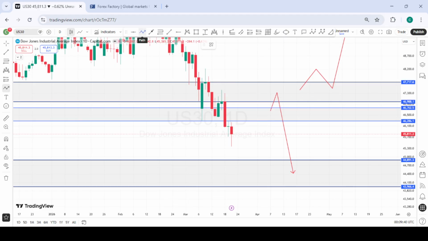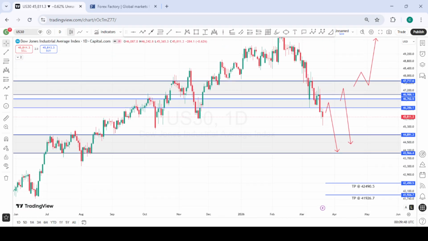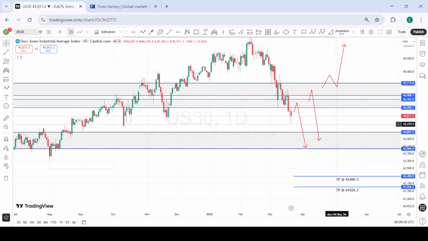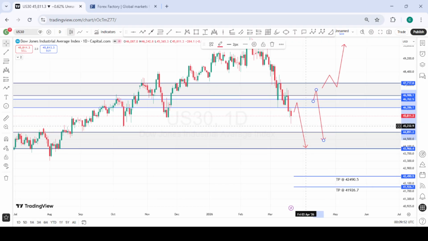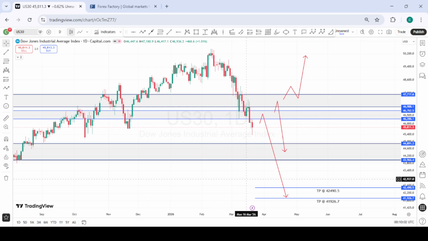So going into next week, we are going to look out for a possible pullback into this area of interest and we look for selling opportunities to the downside. This might be an area of resistance or support where price can possibly react from. But if price is able to give us a strong momentum to break through this support, then we will likely get to these TPs we have below here for US30.